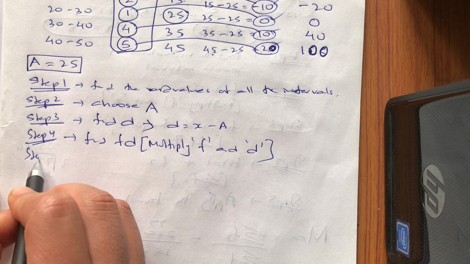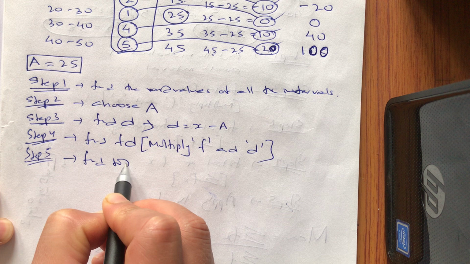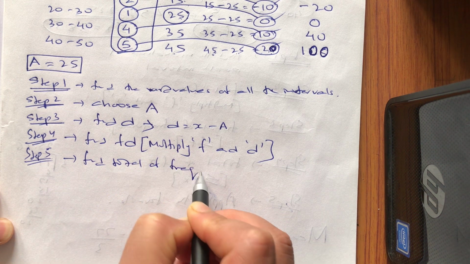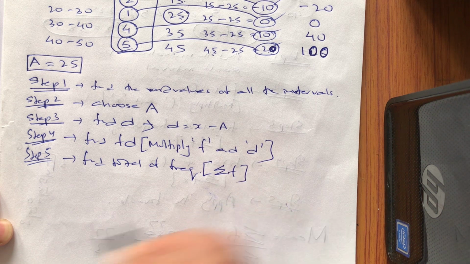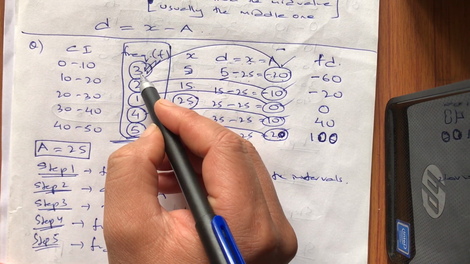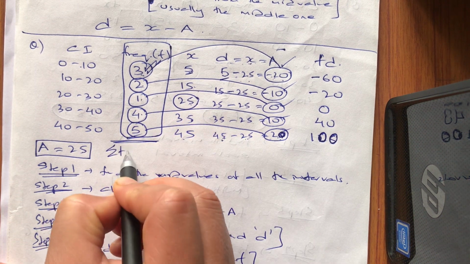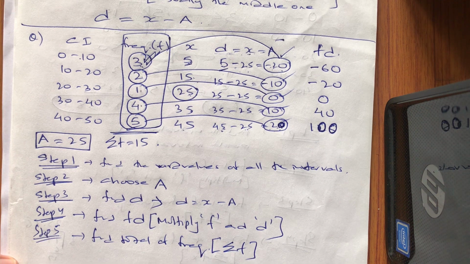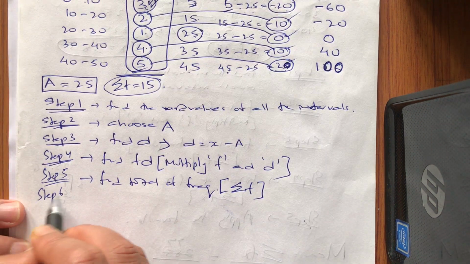Now step 5, what we have to do is find the total of frequency, just like in the direct method. Get the total of frequency, we'll call that sigma F. So the frequencies over here, get a total of it. I add them, total means 3 plus 2 is 5, 5 plus 1 is 6, 6 plus 4 is 10, 15. So sigma F is equal to 15. Okay, so we got our sigma F as 15. Now step 6, what do we do?